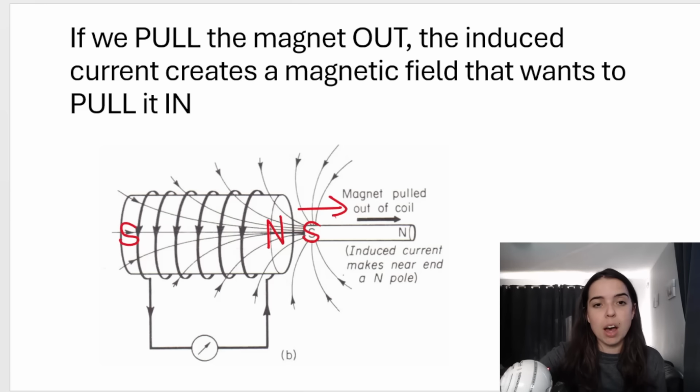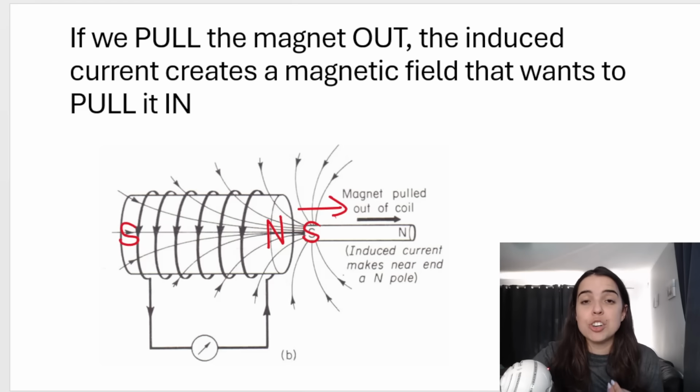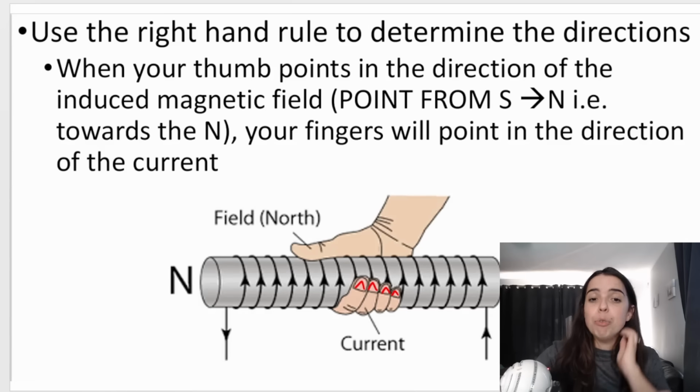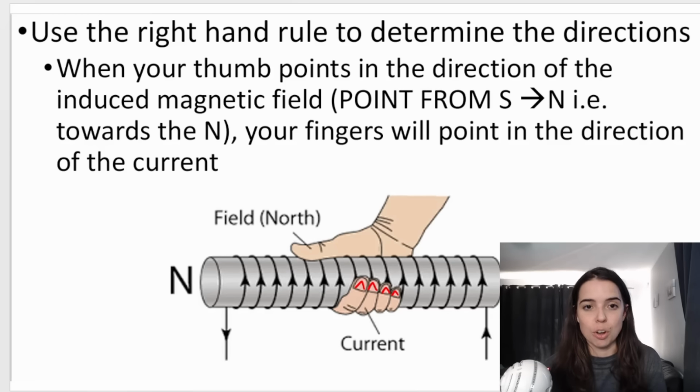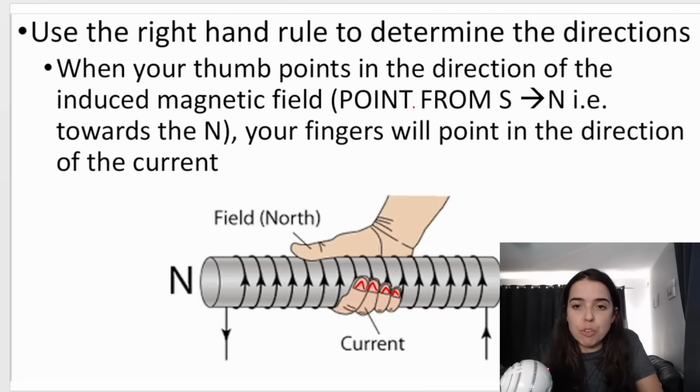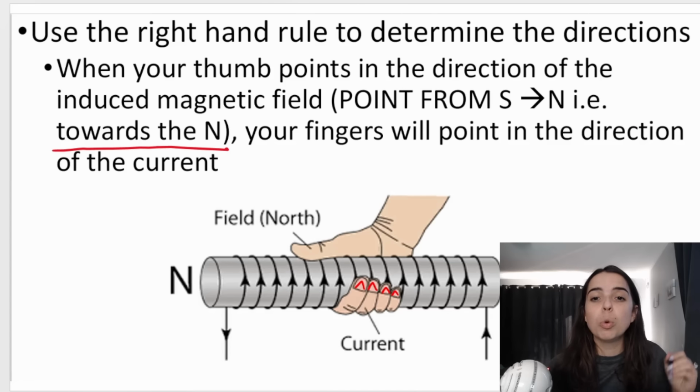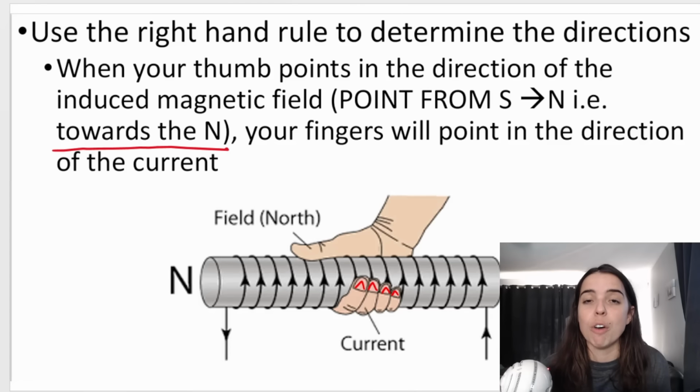We'll practice a few more now, but remember, Lenz's law also allows us to find the direction of the induced current. Now, how do we do that? If we know which side the north pole is and which side the south pole is, we can use our right-hand rule to figure out the direction of the induced current. So, when your thumb points towards the north, from the south to the north, your fingers will curl in the direction of the current.